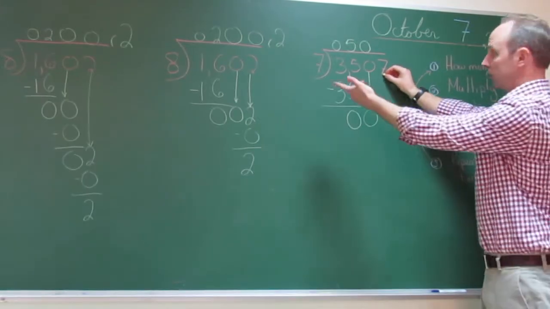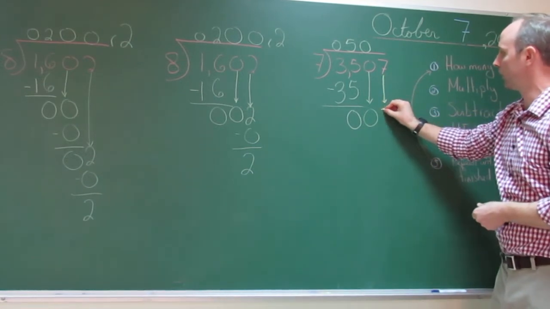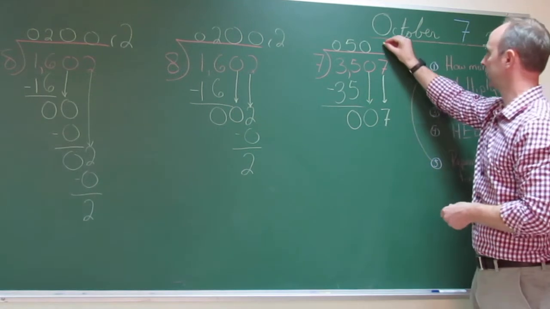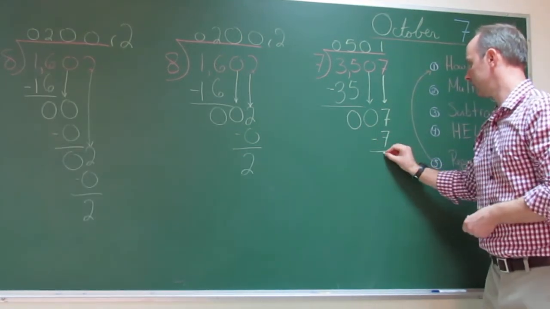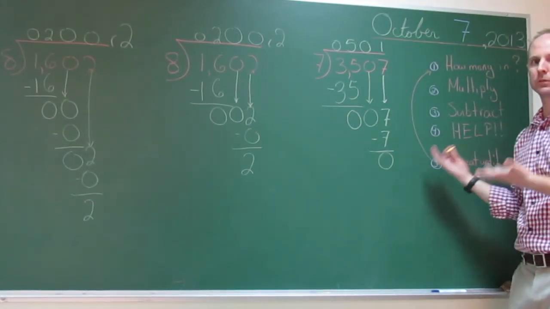I can just continue, as we learned here, I can just continue bringing down digits until one works. So how many 7s will go into 7? Of course, that's 1. 1 times 7 is 7. I subtract. There's nothing left to do. Repeat until finished. Well, at this point, I'm finished.